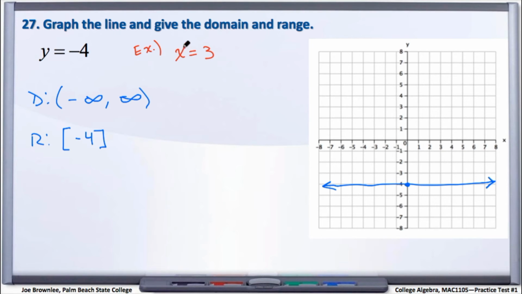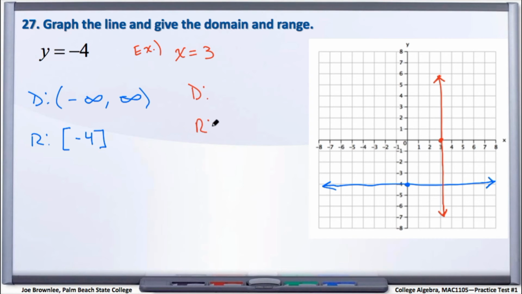Well, where is it going to cross the x-axis? At +3. So we're going to go to +3, indicate where it's going to cross, and this is a horizontal line, or excuse me, vertical line rather. And so we will go ahead and make a little better line than that. Make a vertical line up and down right through the x-axis at +3. Again, what are the domain and range?